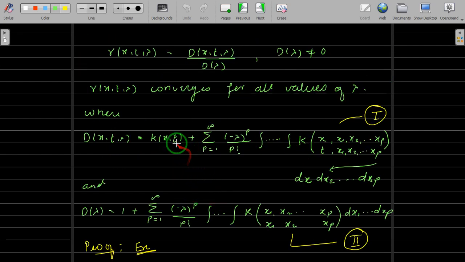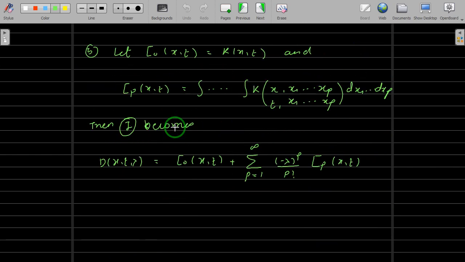So in this equation, the summations you are denoting by c0, and the integrals you are denoting by cp. So this entire equation becomes the way we have written here, C0 of x comma t and this. Now there is a relation between these capital C's and small c's. That recurrence relation I will give you, you try to prove, and in some of the problems we can use that recurrence relation as well as these determinants.